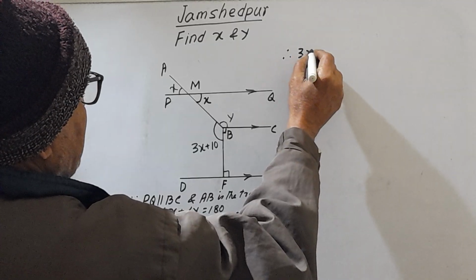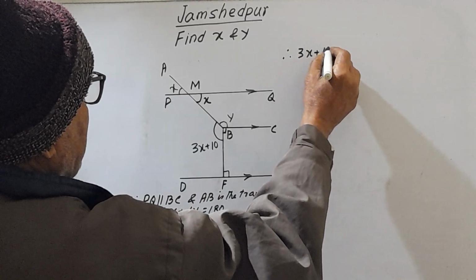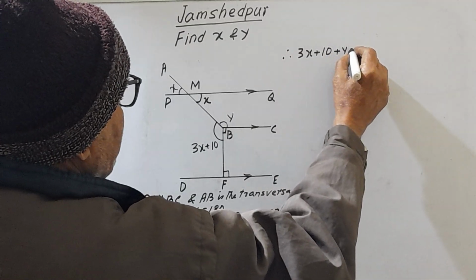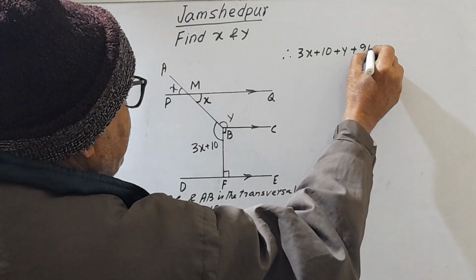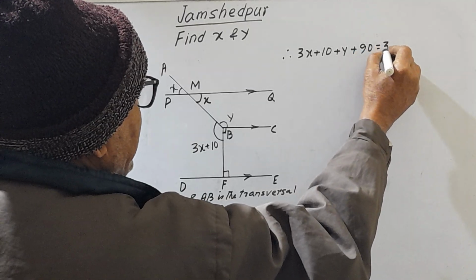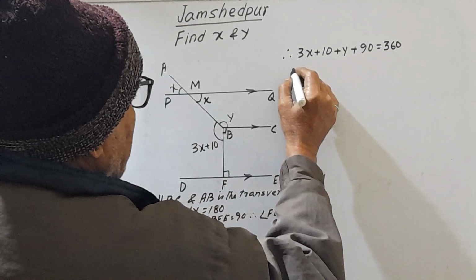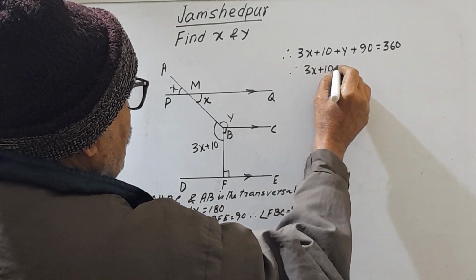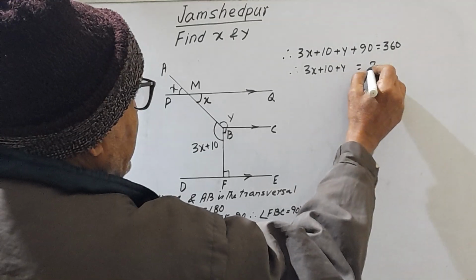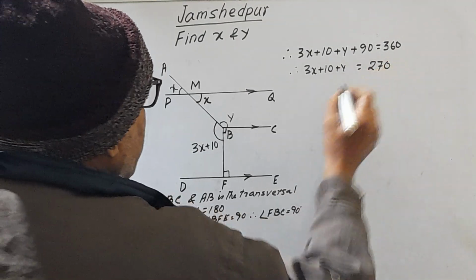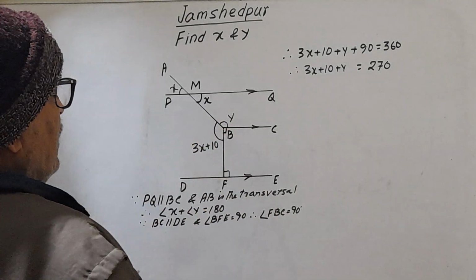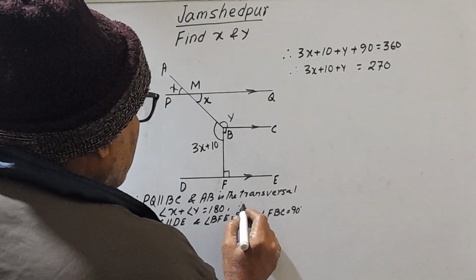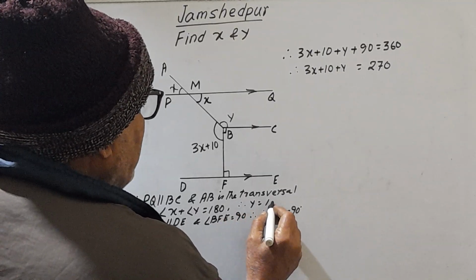3x plus 10 plus y plus 90 degree equal to 360 degree. Therefore 3x plus 10 plus y equal to 270 degree. Now you see x plus y equal to 180 degree. So therefore, यहाँ लिख लीजिए, therefore y equal to 180 minus x.